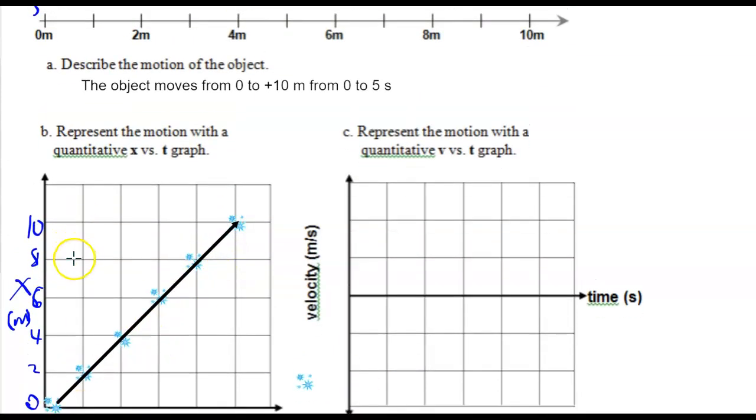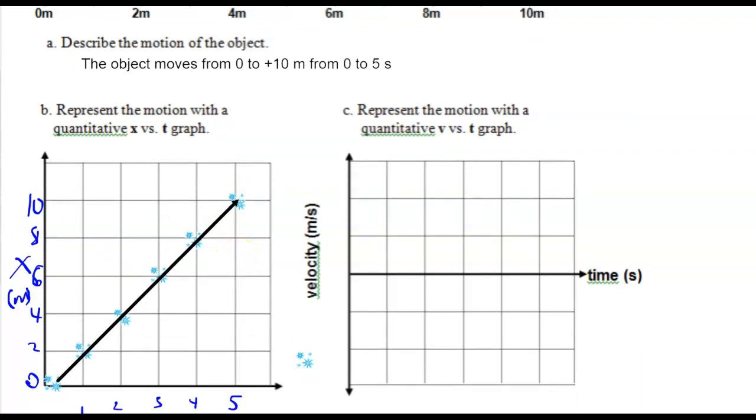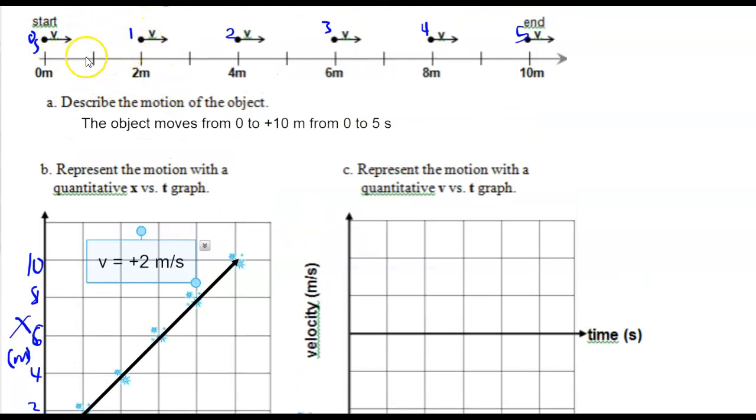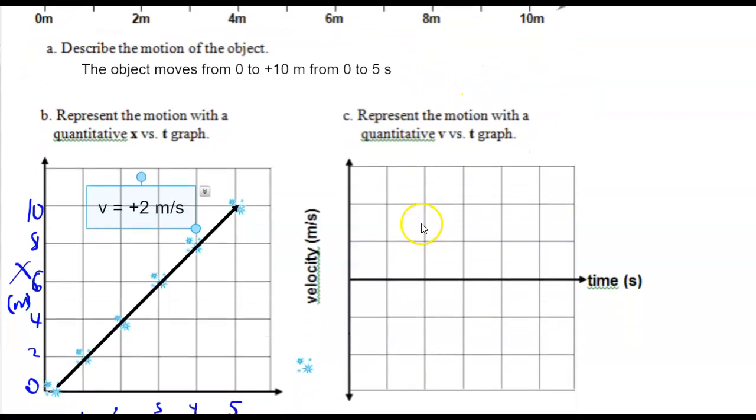The slope of this line would be the velocity. If I went from 0 up to 10, that's a gain of 10 meters, and we're dividing that by 5 seconds of time, that would be a positive 2. So I got a velocity of positive 2 meters per second for that entire time period, which makes sense. When we tracked it on the motion map up here, it looks like it's moving 2 meters every second that goes by. Every dot is 2 meters to the right of the previous dot, and 1 second is the interval we are measuring here.